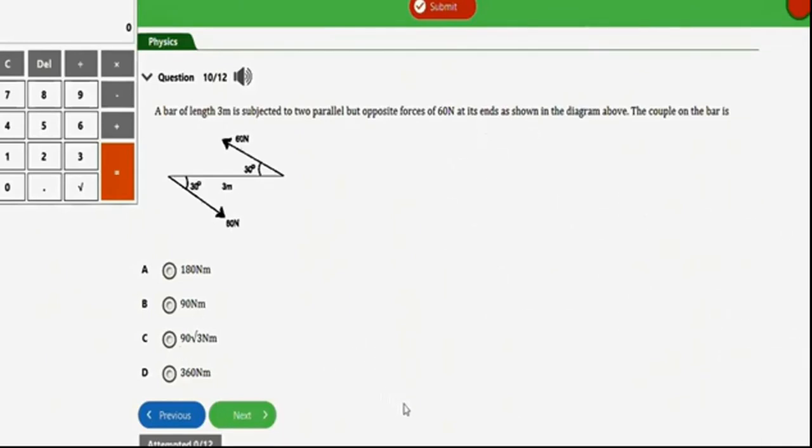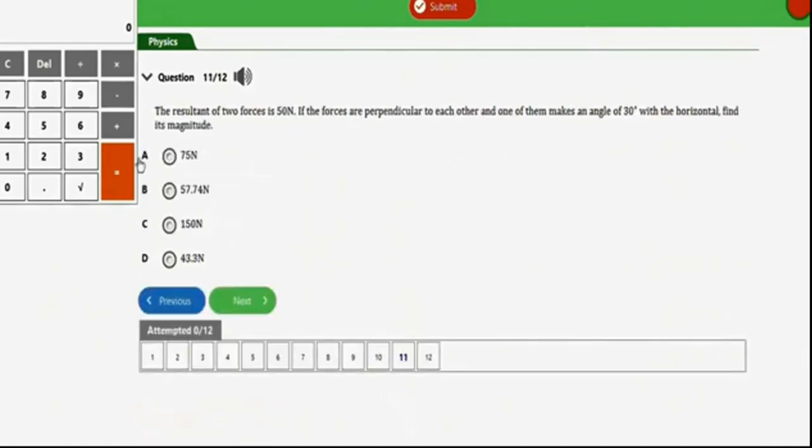So the next repeated question will be this question. It says a resultant of two forces is 50 Newton. If the forces are perpendicular to each other and one of them makes an angle of 30 degrees with the horizontal, find its magnitude. Alright, now I've always said that when you are dealing with a horizontal axis of a force and an angle, you should solve the problem using cos. When it's involving vertical axis, the problem should be solved using sine.